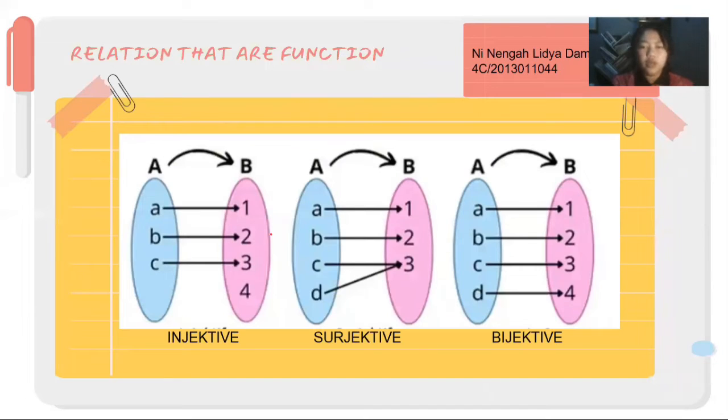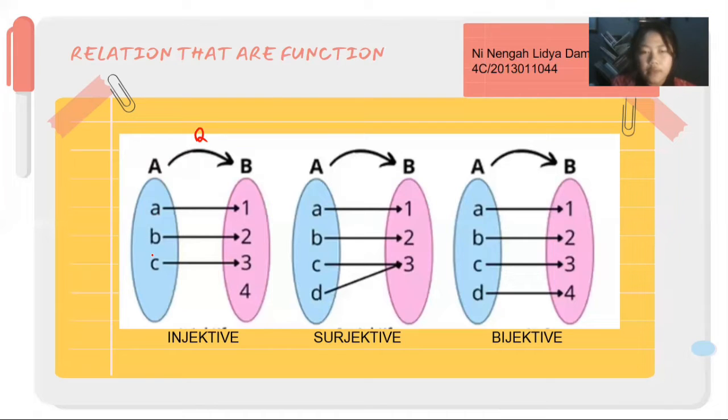So this is the picture of those three kinds of relation that are function. The first one is injective function, the second one is surjective function, and the third one is bijective function. We'll talk about the first one, injective function. An injective function is a relation which maps every member of set A to exactly one member of set B. But in this relation, every member of set B cannot have more than one pair in set A.